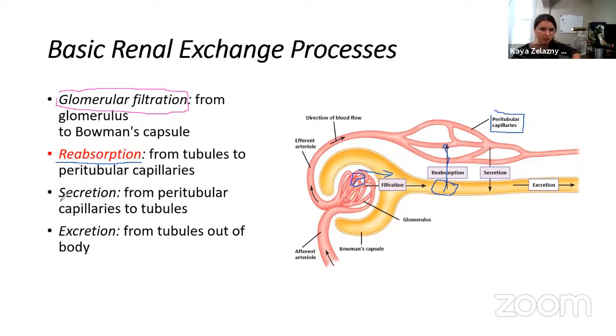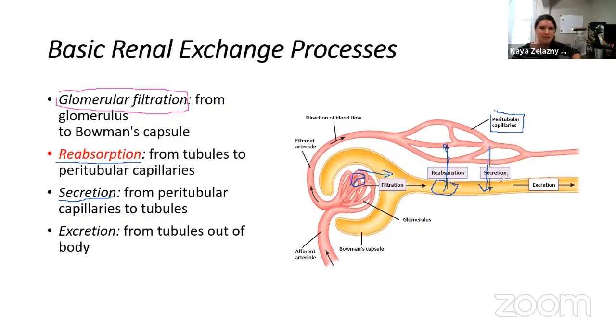So secretion is going to be the reverse of reabsorption. Secretion is when we have things moving from the peritubular capillaries, from the blood, back into the nephron. So this is kind of like filtration, but we use a different term because we're talking about it later on in the nephron. Filtration is really going to be just our first step. Secretion we're going to talk about when we're making kind of adjustments later on in the nephron.